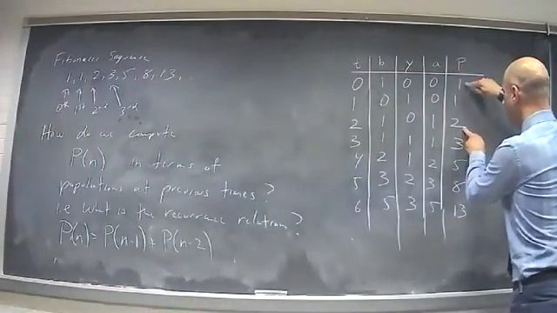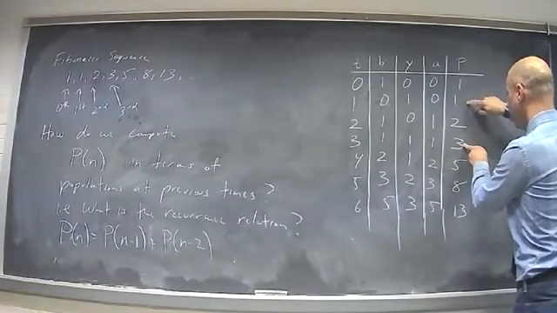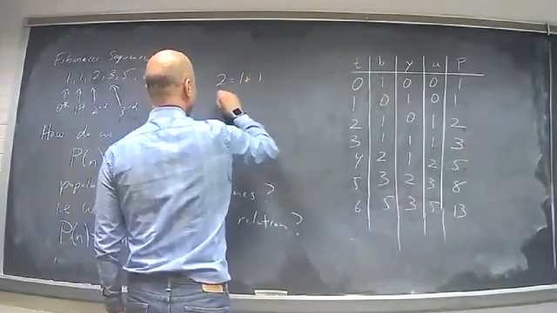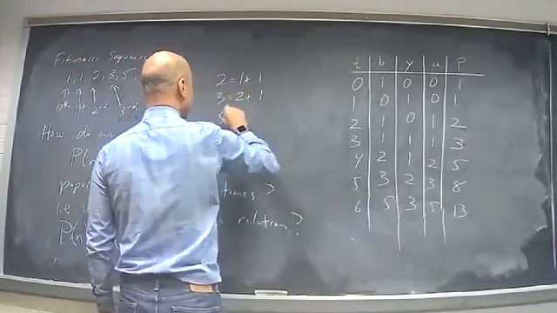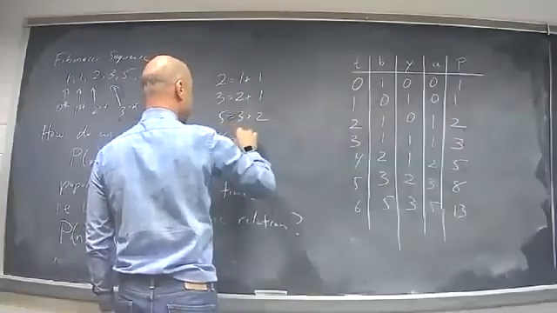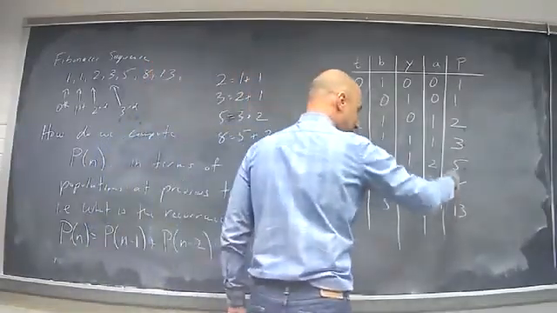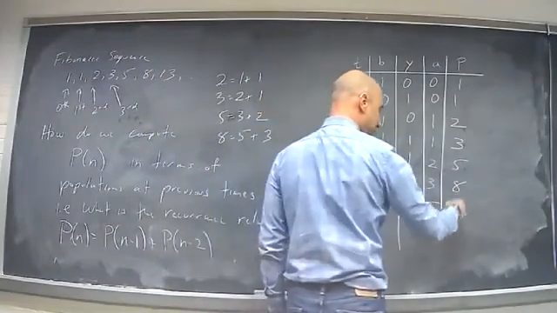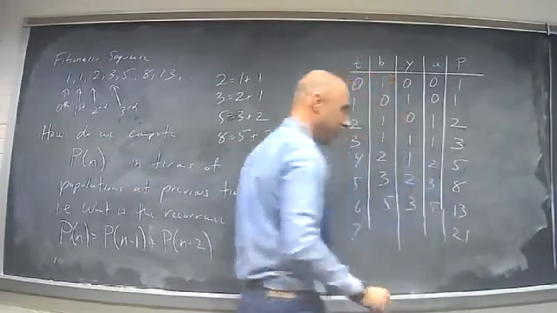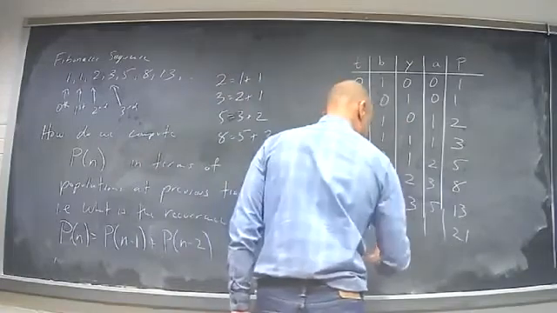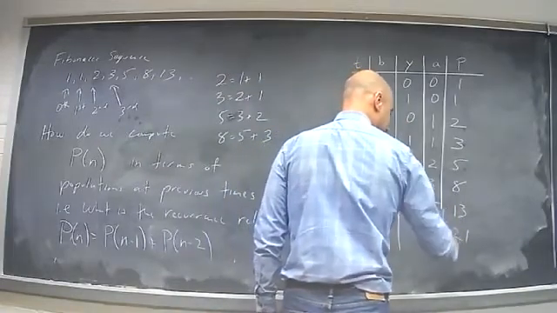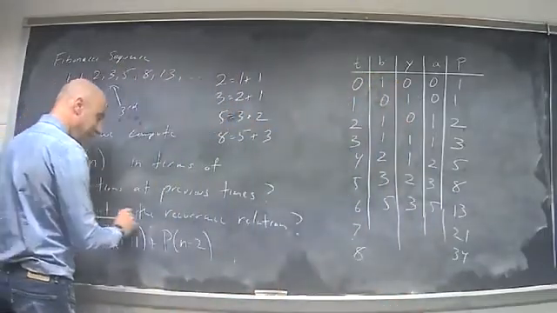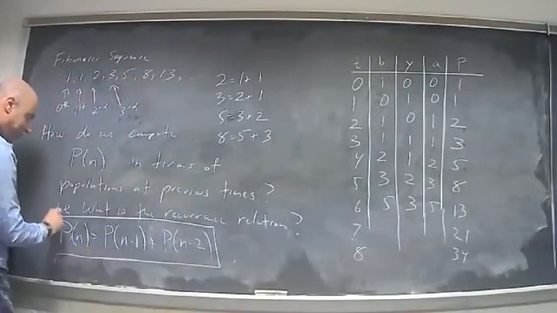2 equals 1 plus 1. 3 equals 2 plus 1. 5 equals 3 plus 2. 8 equals 5 plus 3. If I want to know what the population is at time 7, I'll just take the 13 and the 8 now, and I get 21. If I want to know what the population at time 8 is, I'll just take the 2 previous numbers, 21 and 13, and add them and get 34. So I have a recurrence relation. It's generally not hard to find recurrence relations.